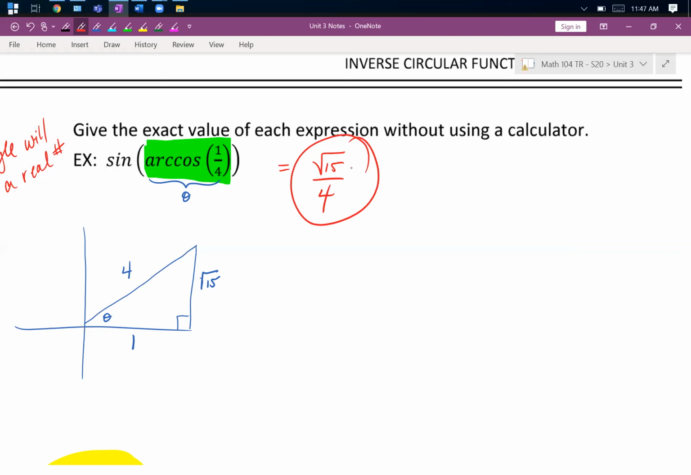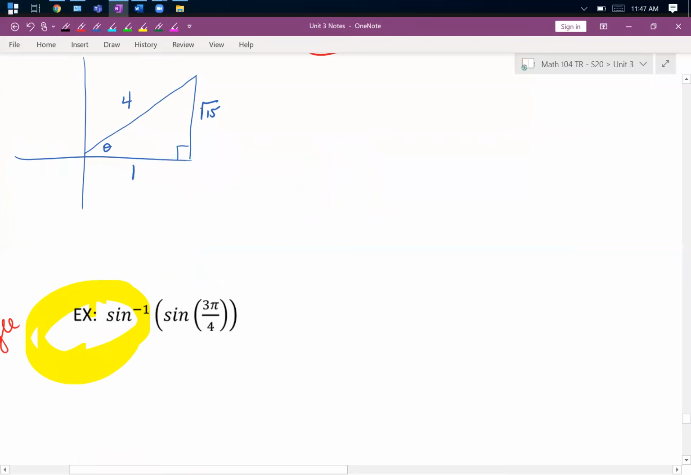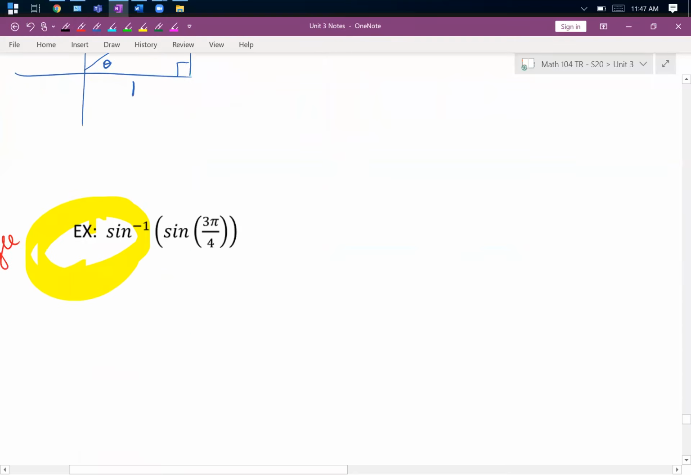So use the inside angle to draw a triangle, assuming that the number is not right off the unit circle. And then you want to use the outside function and do that function of the triangle that you created. Let's try the next one.